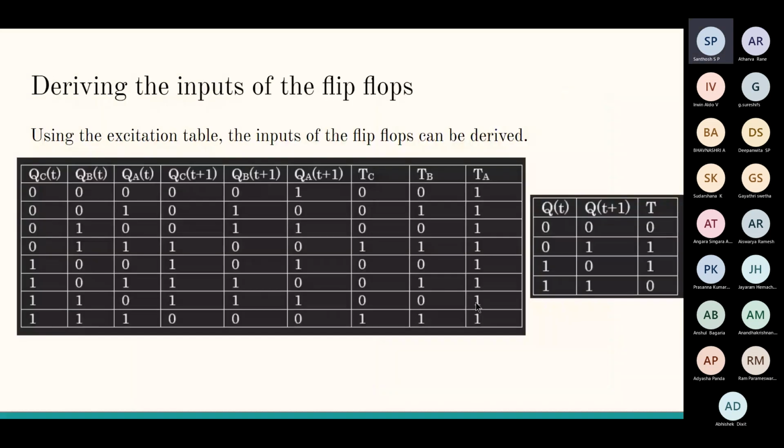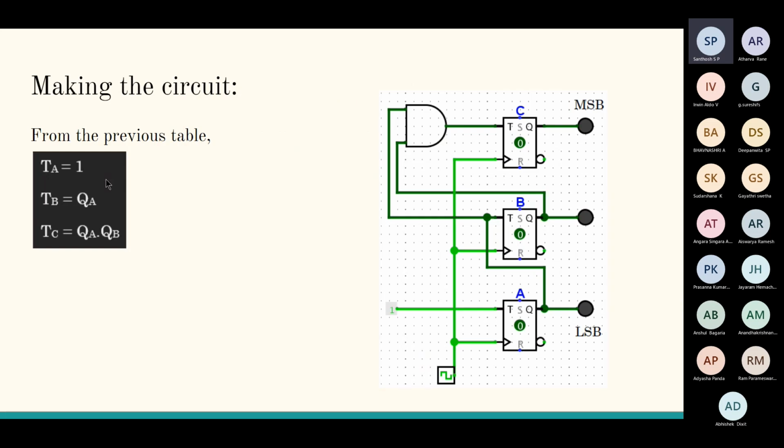If we notice something, we can see that TA is always 1. So we don't need to use K-maps for this and simplify; we can just do it directly in our mind. You can see TA is always 1, so the expression for TA is just 1. Irrespective of the present state and future state, it stays 1, so it doesn't depend on QA, QB, or QC.